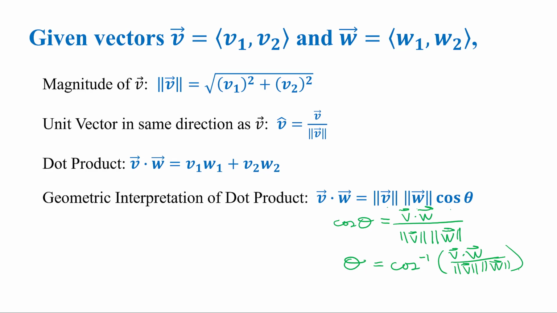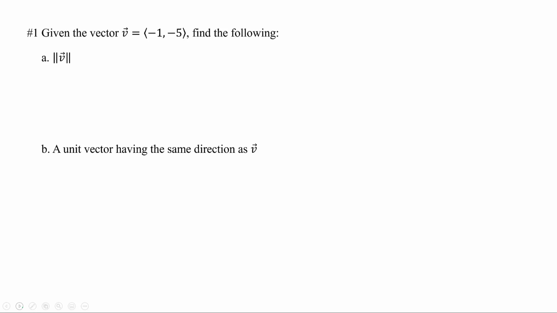I wanted to make sure that we go over the things you need to know for this exam that's coming up soon. Okay, so the first thing we're going to do is find a magnitude. So in this problem number 1, we're given the vector v, which is equal to the vector -1, -5. We want to find the magnitude of v.